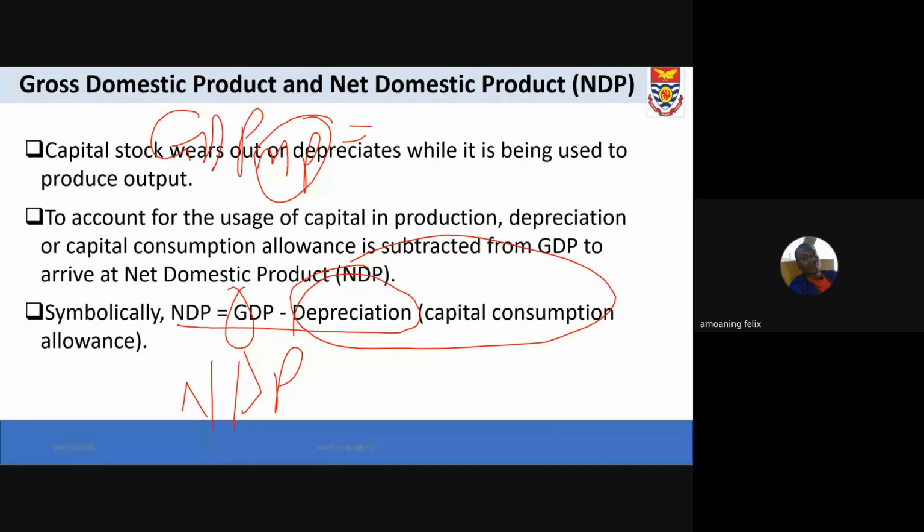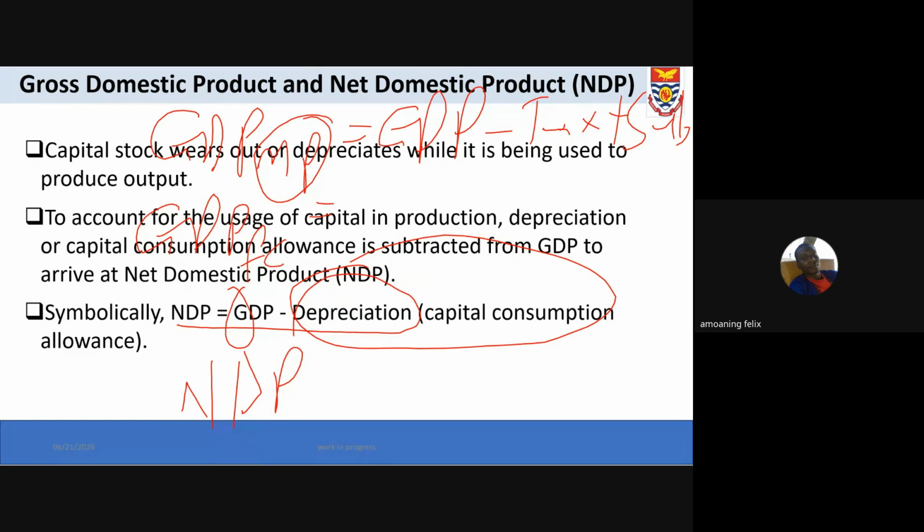Now, how do you convert it from market price to factor cost? I said that after you have taken your GDP, take away taxes, and add your subsidy. When you do that, you are going to get GDP at factor cost. Now, after you have got your GDP at factor cost, what do you do next?